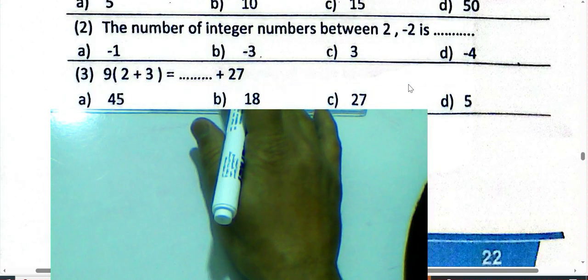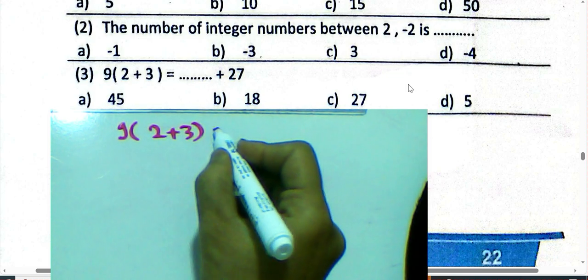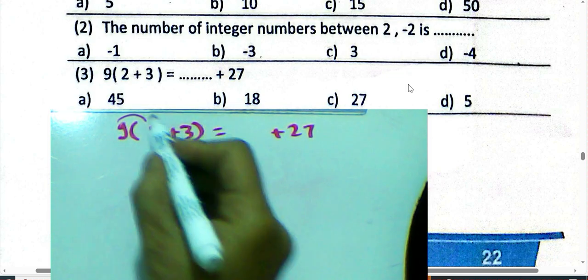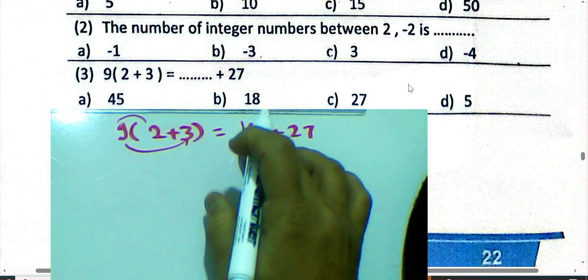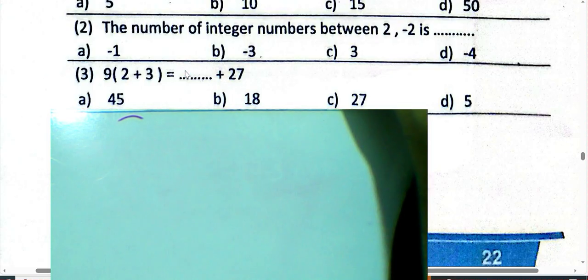9 multiplied by 2 plus 3 equals space plus 27. We use the distributive property. 9 times 2 equals 18. 9 times 3 equals 27. Then we must write 18 here in the space. Use the distributive property.